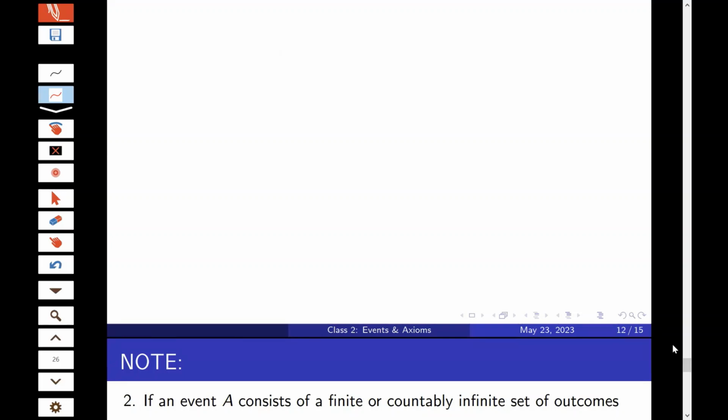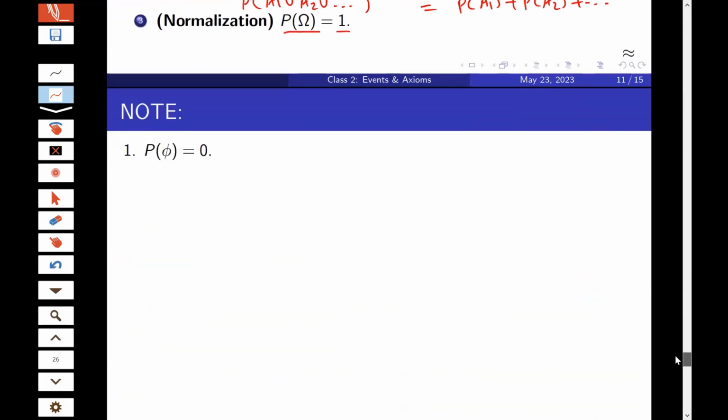A small note about the probability of the null set: the probability of the null set is 0. We can prove this easily. I'm not going to ask for proofs in this class, but this is a simple proof, so that's why I'm going to provide it. Don't worry, I'm not going to ask for proofs in exams or homeworks. If I take a union with the null set, I will get the same set. This is the starting point of the proof.